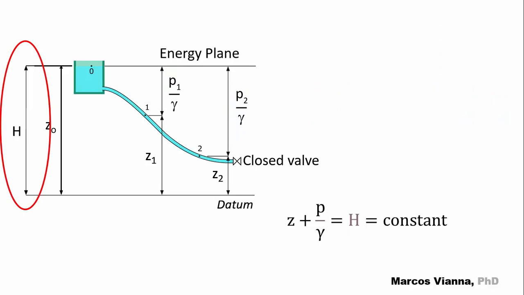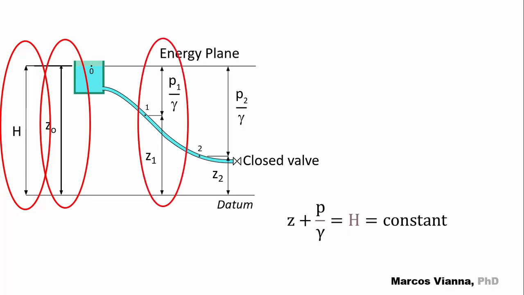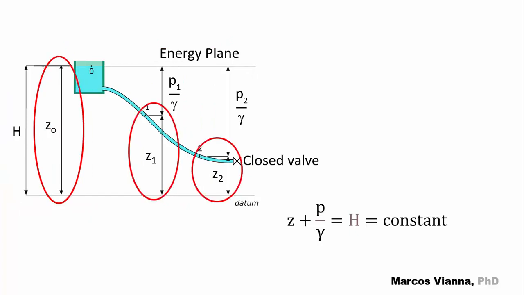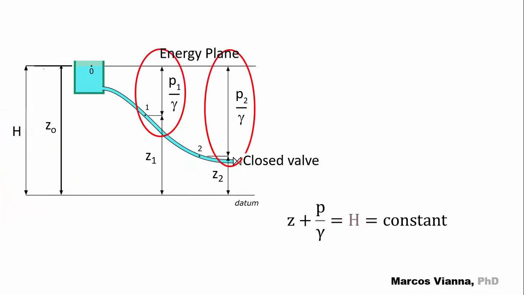Notice now that we can say H equals Z naught equals Z1 plus P1 over gamma equals Z2 plus P2 over gamma. H is the total head of the system. Z naught, Z1 and Z2 are elevation heads. P1 over gamma and P2 over gamma are pressure heads.